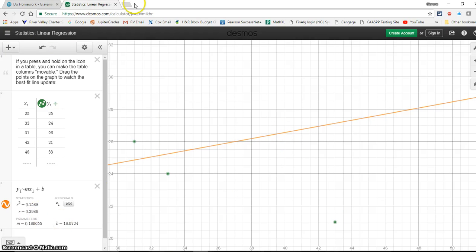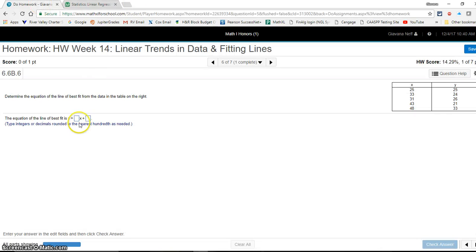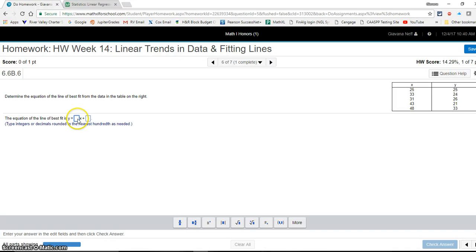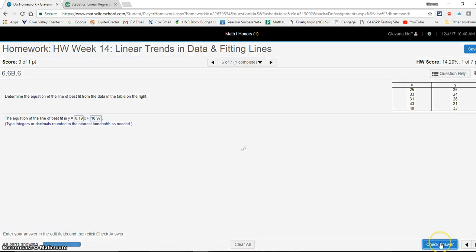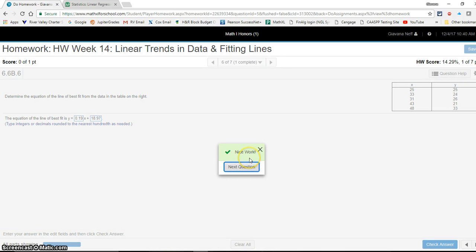And there it is. So if we go back here, we're going to enter that information, and we're going to put in 0.19 for the slope. And for the y-intercept, we have 18.97. We're going to check it. And nice work. You know you did it right. So this is really cool for those of you that don't have graphing calculators. Even those of you that do, this might be even faster for you. And you don't have to use that giant formula.